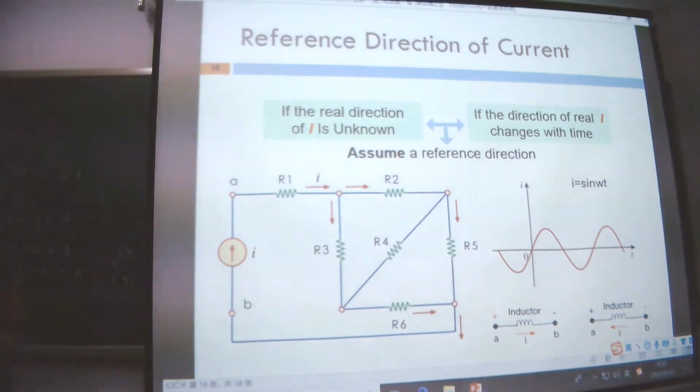Okay, go back to our figure here. In some of the cases we know the real direction, but in most of the cases, we don't know the direction of the current. In this situation, we need to assume a reference one. The reason is, in our mathematical equations, if we don't know the real direction and we define the reference direction, we can see the real direction from our result. Okay, that is the reason we have the reference direction.